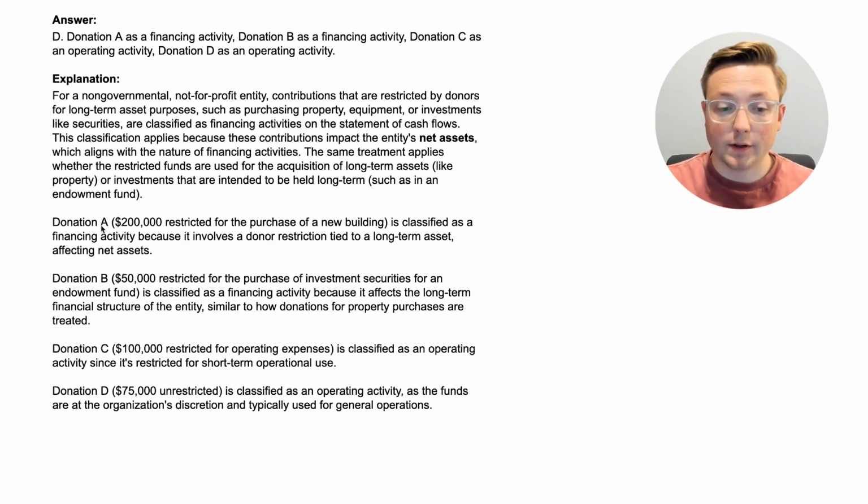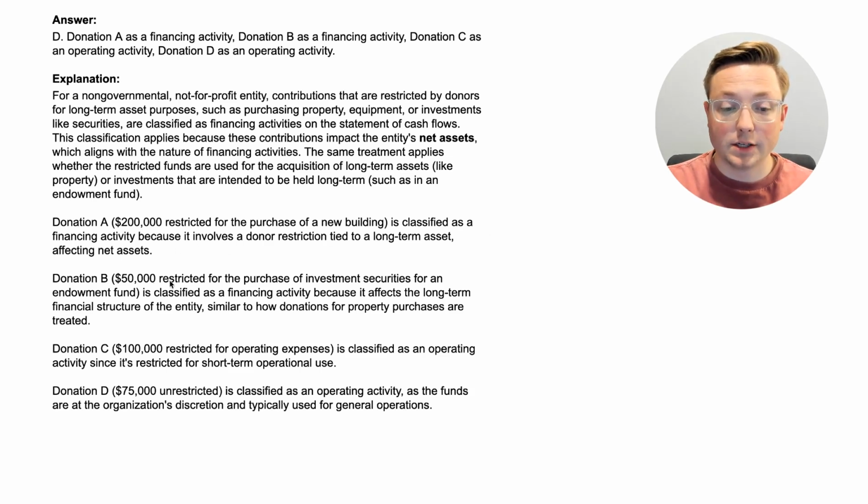So now we look at the donations. Donation A, that's $200,000 restricted for the purchase of a new building. Even though buying a new building would be an investing activity, receiving the money and having it restricted for that, it's affecting the net assets, so it's classified as a financing activity.